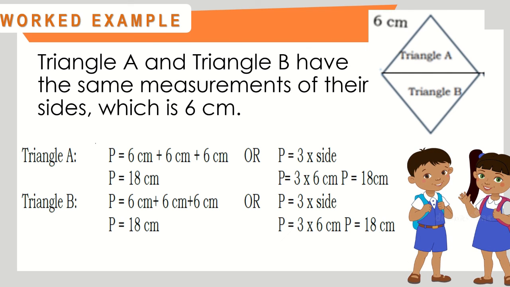Triangle A and triangle B have the same measurements of their sides, which is 6 cm. For triangle A and B, P is equal to 6 cm plus 6 cm plus 6 cm, or P is equal to 3 times side. P is equal to 18 cm. P is equal to 3 times 6 cm. Thus, P is equal to 18 cm.